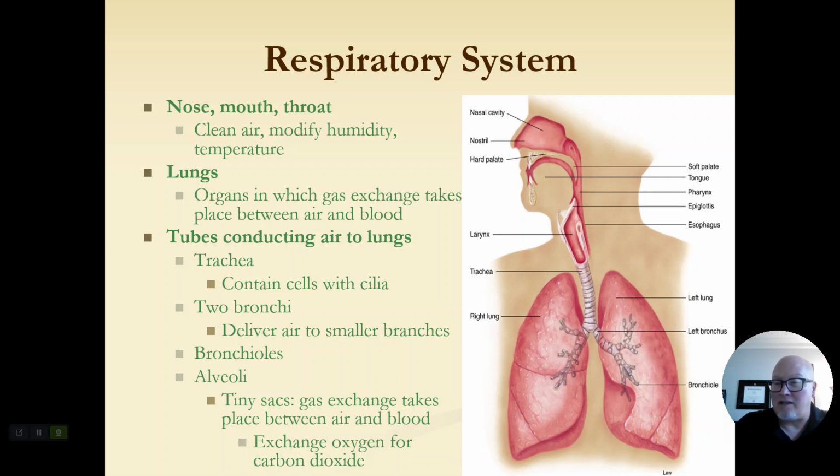Now the lungs are not just like two big balloons at the end of the trachea. It is a very spongy material. If you ever felt a lung, it's going to feel like a sponge. It feels like it has a lot of holes on the inside.